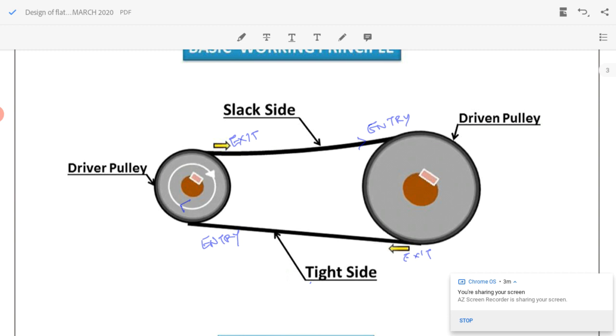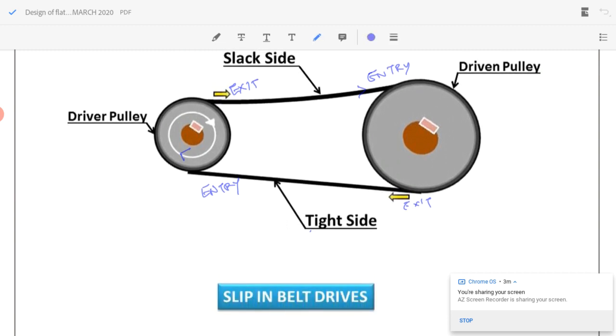This is similar to what we see in a bicycle. Whenever we ride a bicycle, there are two sprockets which are connected by a chain. We have the pedal. When we rotate the driver pulley in anti-clockwise direction, we can see that the upper side will be tight and the bottom side will be slack. This we can see in a bicycle. So we can say that this is the driver pulley. On the driver pulley, entry side will be tight and exit side will be slack. Whereas for the driven pulley, it is in the reverse direction. Entry will be the slack side, and exit will be the tight side.